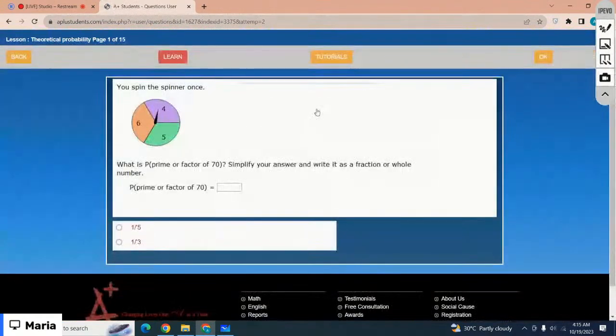Okay, you spin the spinner once. What is the probability of prime or factor of 70? That's the one we just did. The correct option is 1 over 3, right?